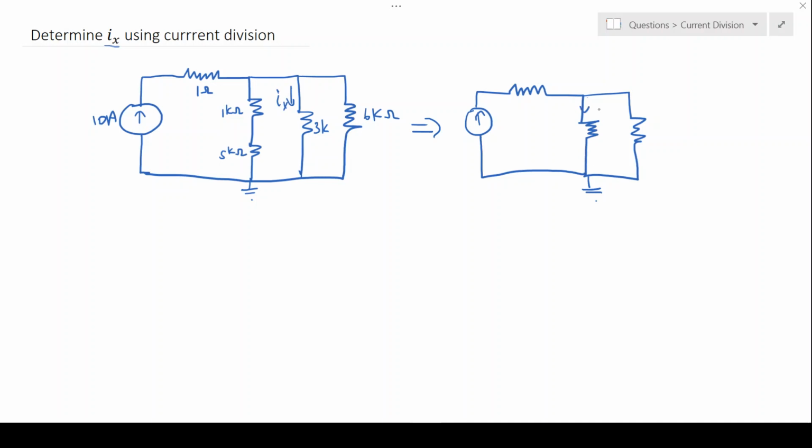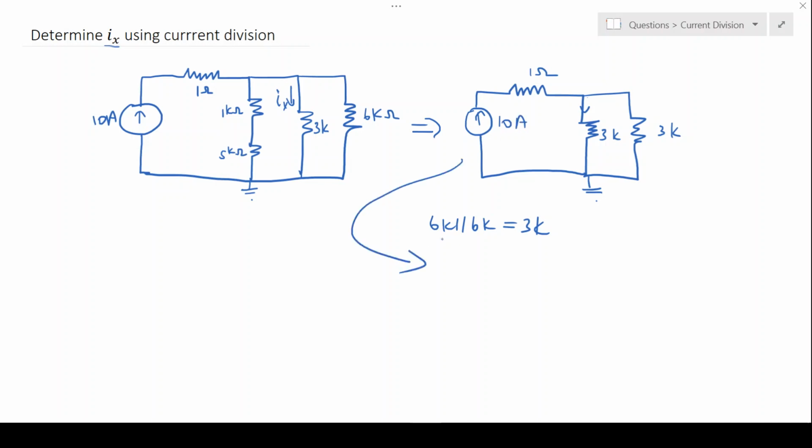will be flowing over the 3K resistor, and the resistance on the right hand side will be 6K in parallel with 6K, which then gives us 3K. And we also have a 1 ohm resistor that sits at that point.